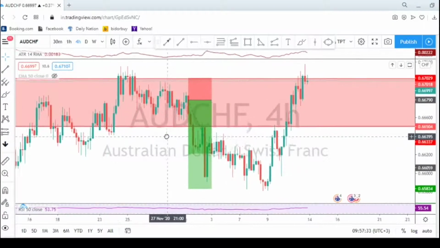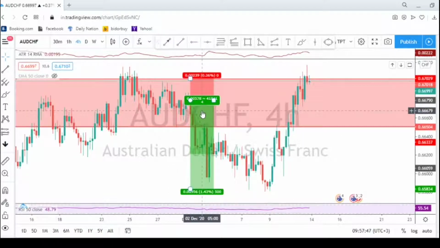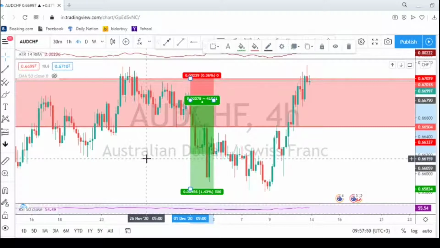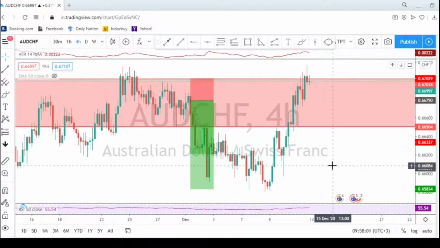This currency pair is Aussie Swiss, and I took this trade on the 1st of December this year, 2020, and it took me about 7 days to get my take profit hit. As you can see, it's a 1 to 4 risk reward ratio, which means my risk is only 1 and my reward is 4 in that ratio, and it made me over 90 pips, nearly 100 pips in just 7 days.